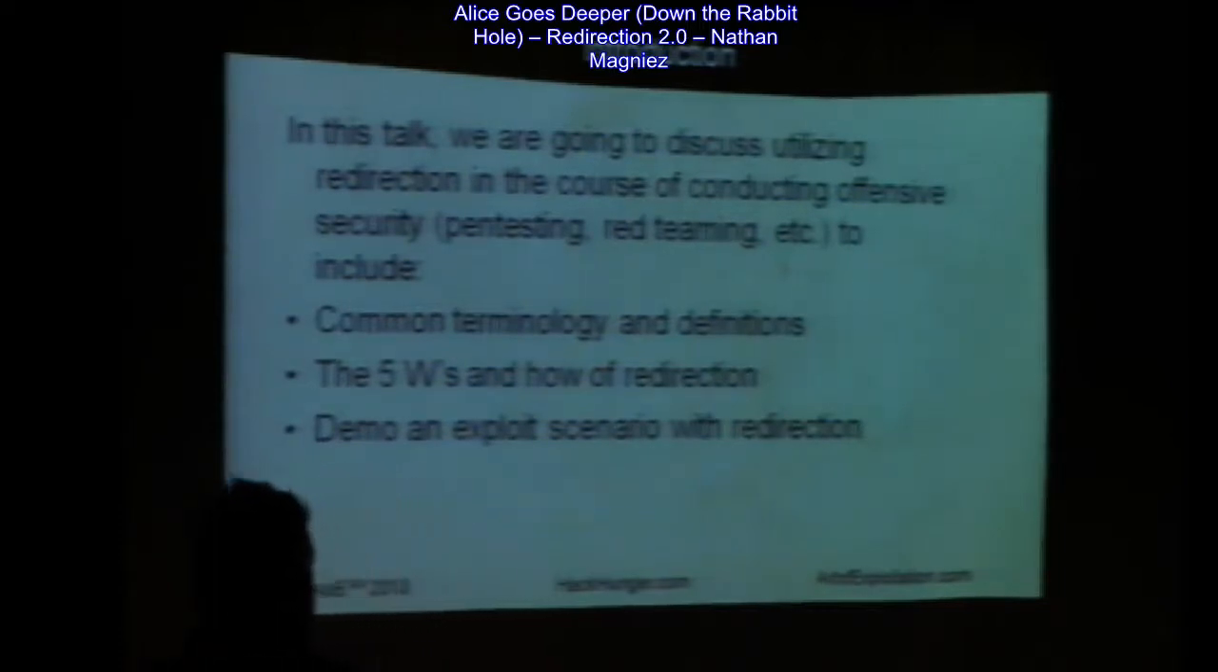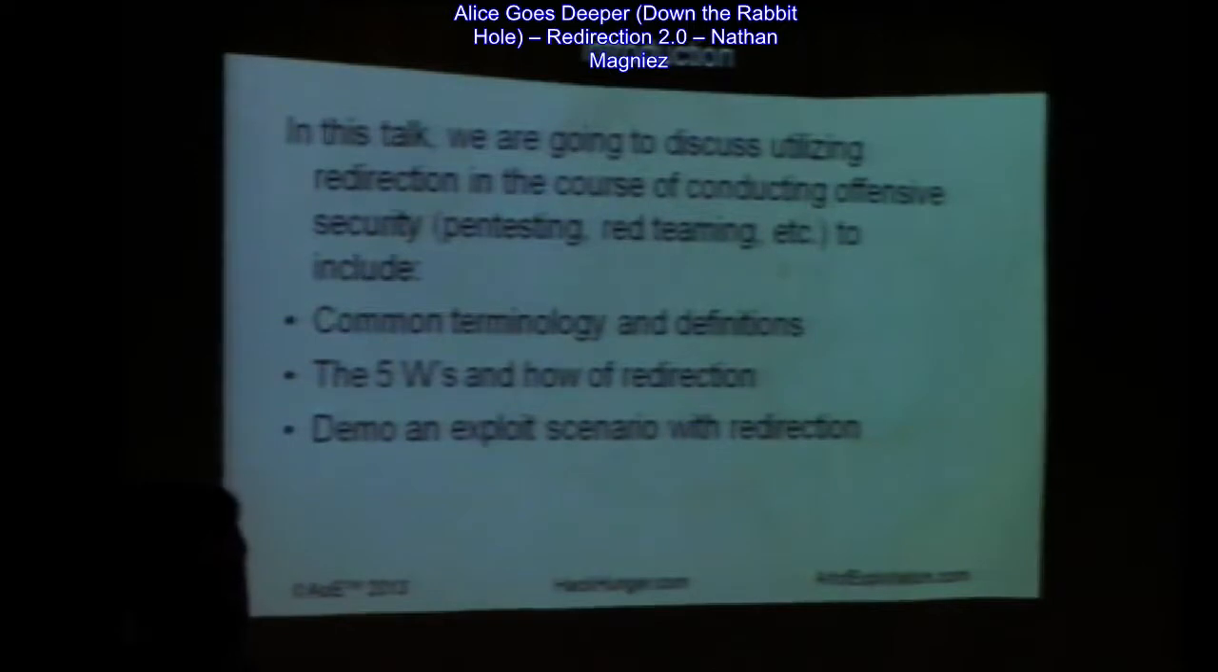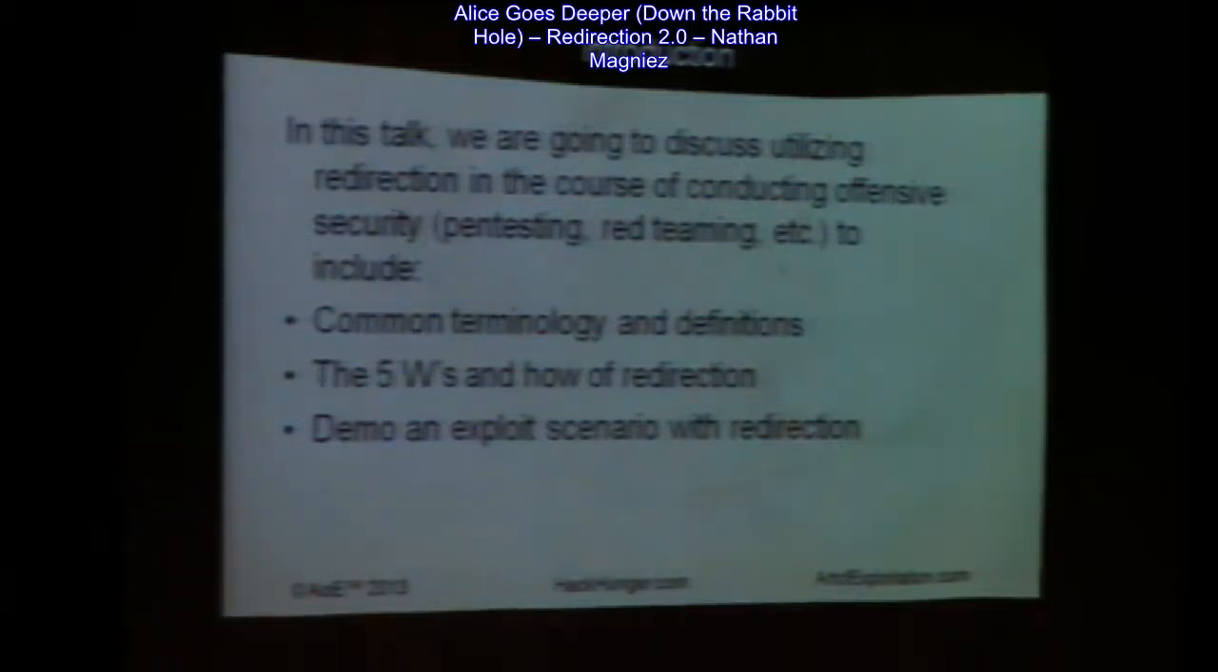So in this talk, we're going to go over the very basics of what's needed for redirection, and we're going to talk about how to send our exploit packets through to our main target and then remain anonymous so we don't get caught as well. We're going to go over some of the common terminology and definitions of redirection, what it's labeled as. We're also going to talk about the 5 W's, the who, what, when, where, and why, and how to do it. We're also going to have a demo of an exploit situation.